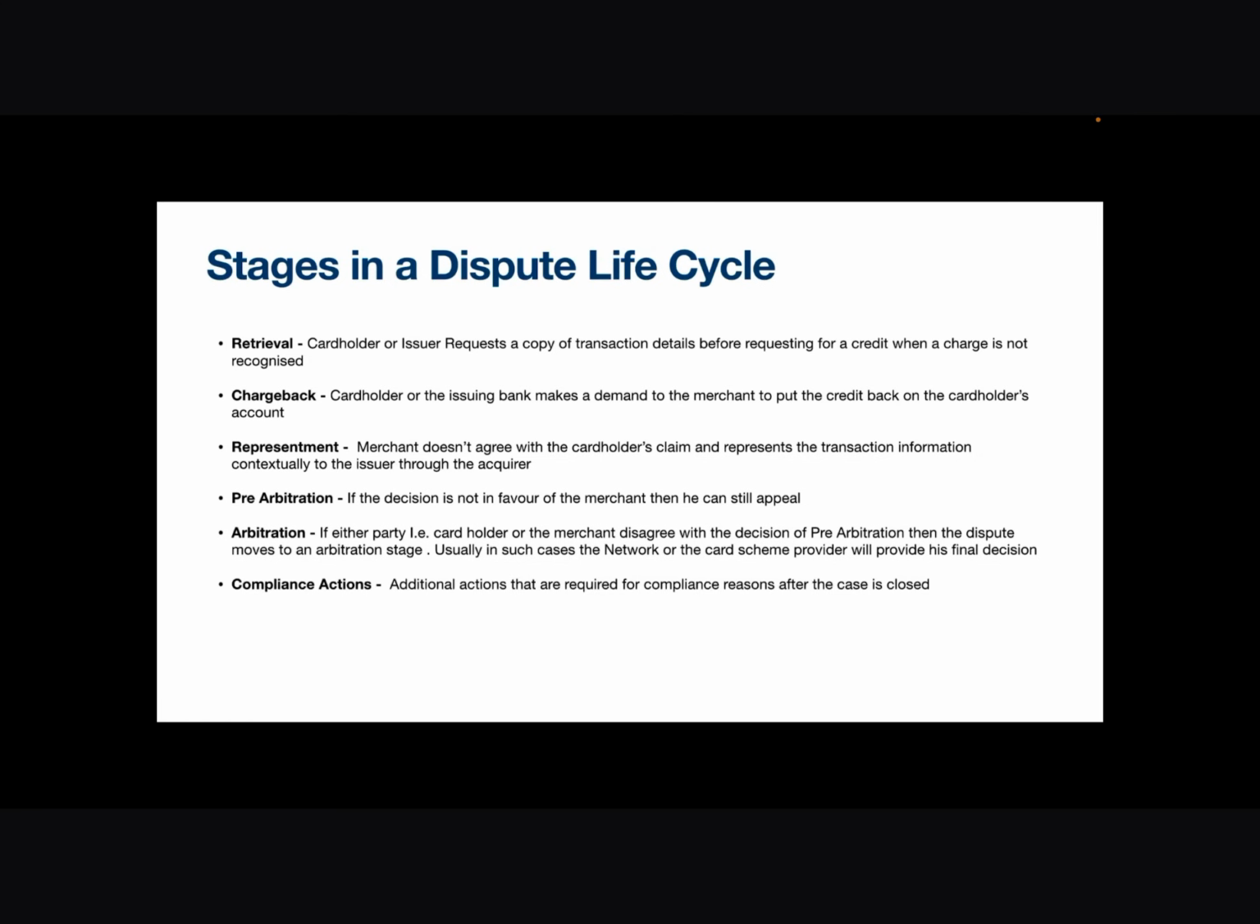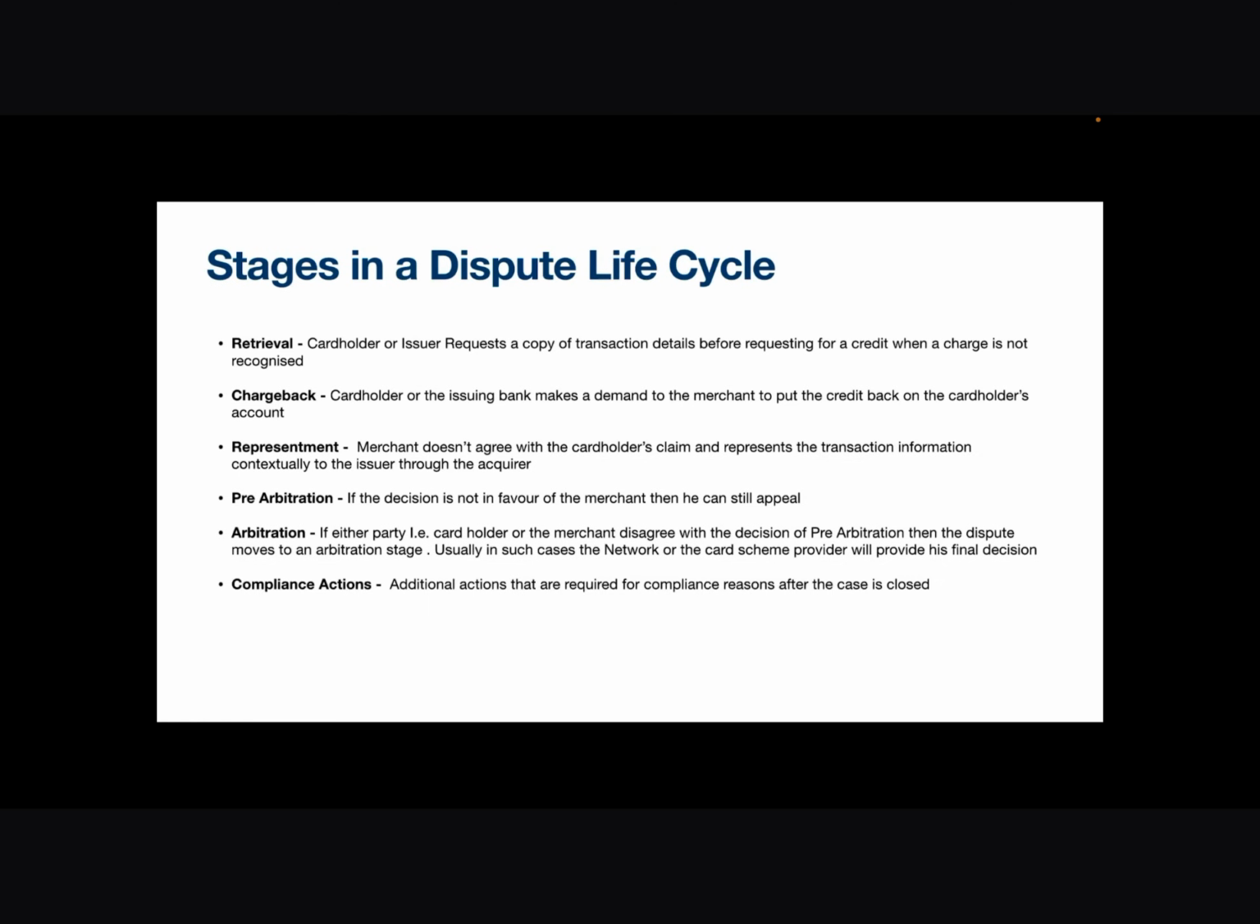The next stage is pre-arbitration, where if the decision is not in favor of the merchant, then he can still appeal. So, you know, the dispute can close at any of these stages. It's not that it has to go through all of these stages, right? So it could be that there is a chargeback made at stage number two, and the merchant agrees that yes, I should be reversing this charge for the customer, and I don't want to continue with this dispute process. So the dispute ends over there, and the amounts are settled, and the books are accordingly balanced. Or it could be that the dispute gets settled at the next stage called representment. So it all depends really, right?